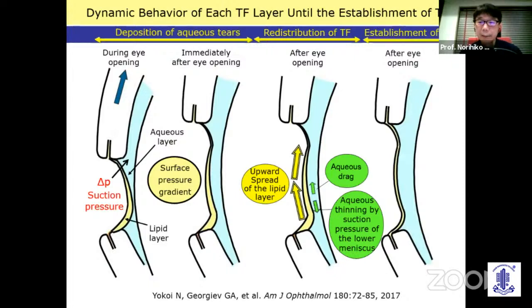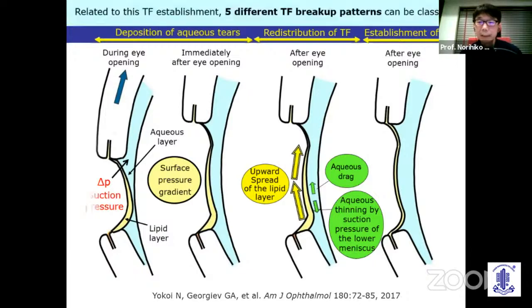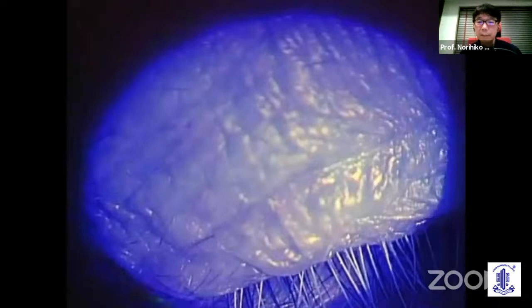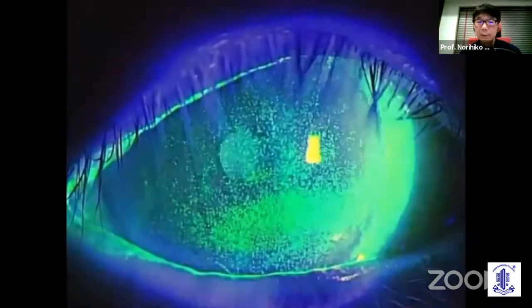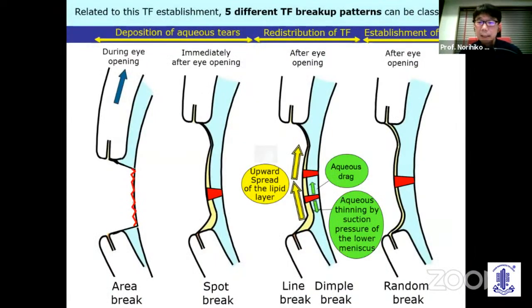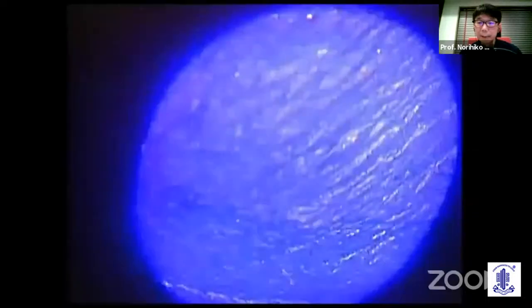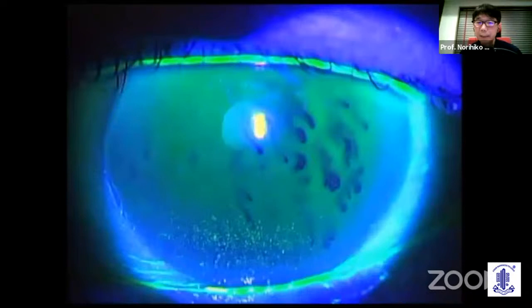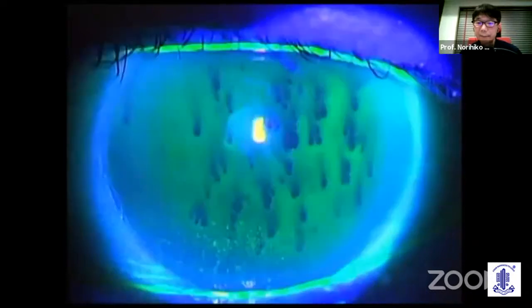Related to this tear film establishment, 5 different essential tear film breakup patterns can be classified. The first is the area break. When the aqueous tear's volume is extremely diminished, you can't see any upward movement of fluorescein after the eye is opened. The second is the spot break, when the wettability of the corneal surface is impaired. You can see the spot break immediately after eye opening.